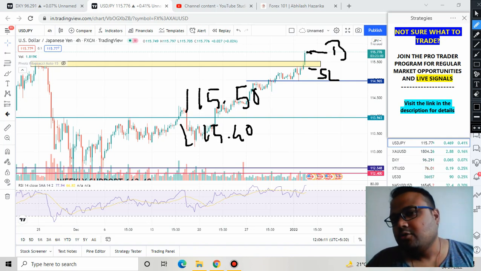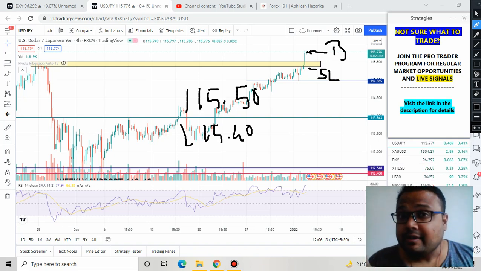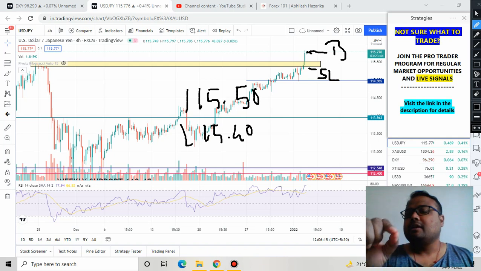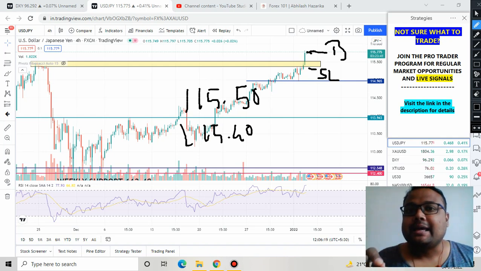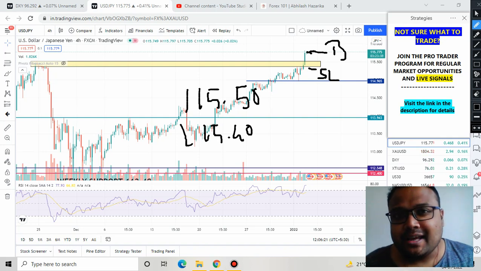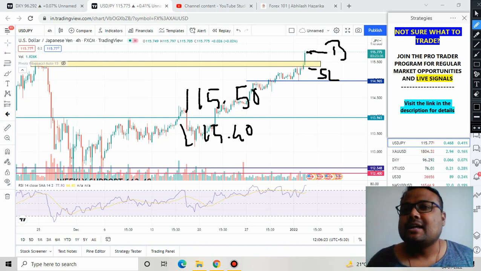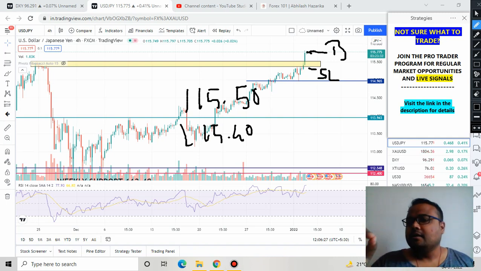If the market comes down to the 115.50 level and bounces, or if it comes to 115.40 and bounces, then only buy. Yes, confirmation is extremely essential because these levels are not permanent after all. So if the market comes for retracement and bounces, you can go for a buy, otherwise no.